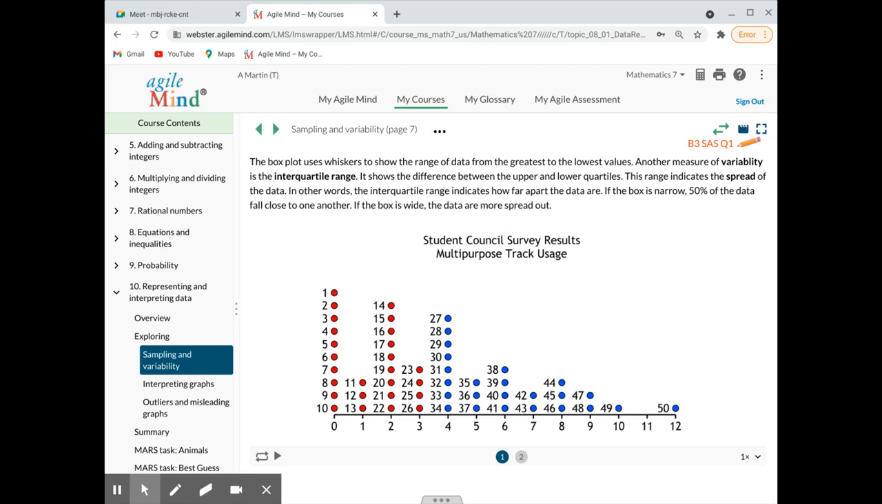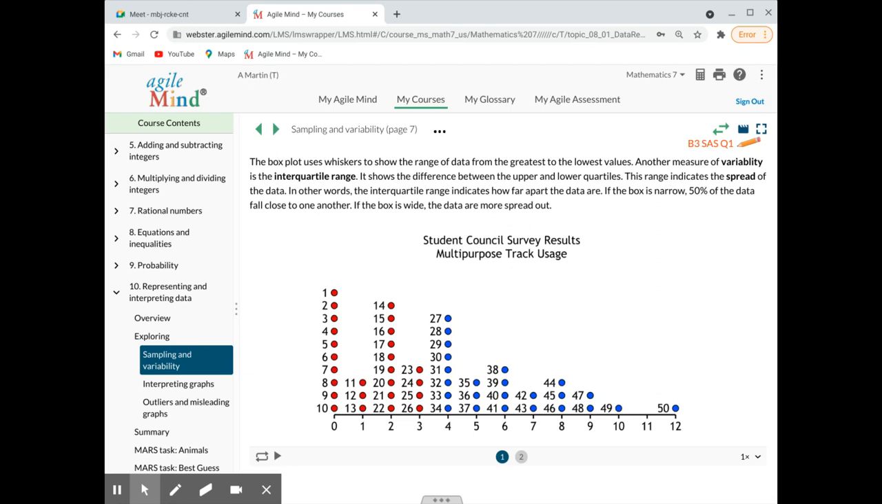Remember the multi-purpose track, they were trying to figure out how many hours on average people were going to use the track. So a mean is actually the average. So with that being said, the mean tells us what about this data? The average. Yeah, how many hours on average that the track is going to be used. So what does the median tell us about the data? It's the middle of the data. Correct. It is the middle. And in this case, the middle was 3.